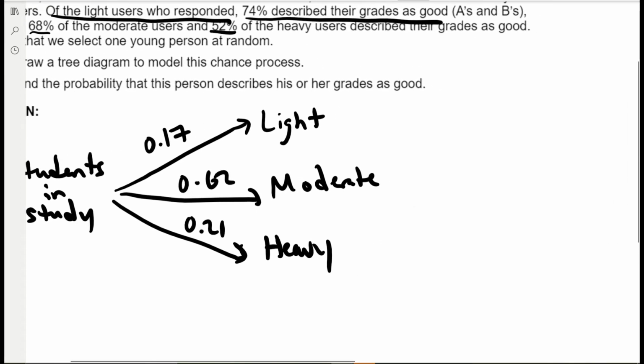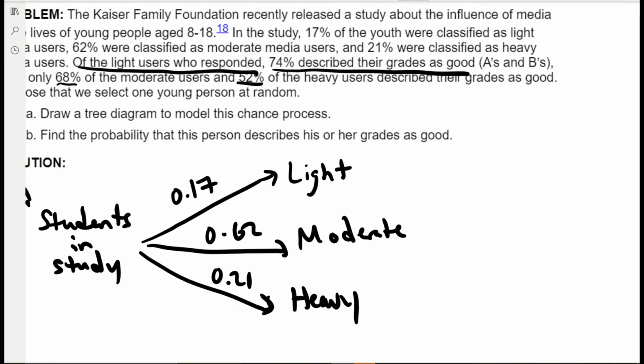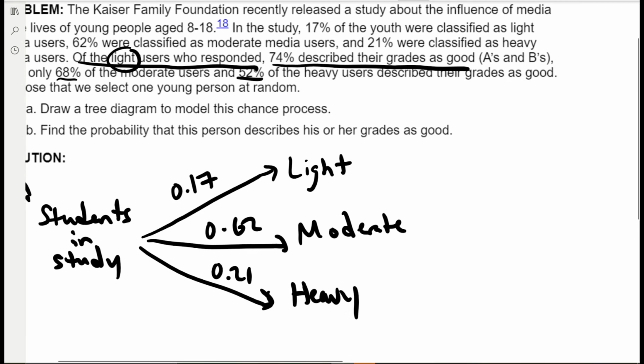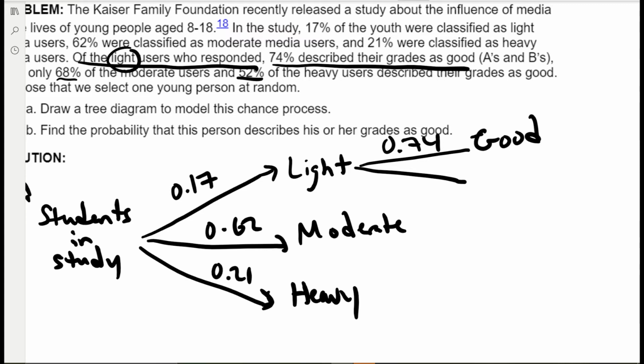All right, now it says of the light users who responded, 74% described their grades as good. So of the light users, 74%, which is 0.74 here, had good grades, which means that of those guys, 26%. Remember, it has to add up to 100% here, right? So 26% of the light users recorded their grades as bad.